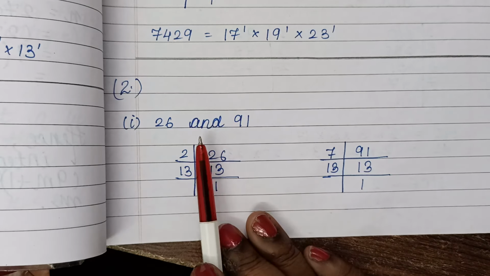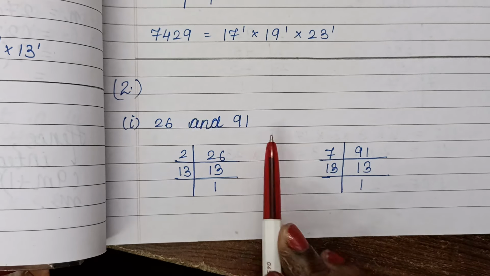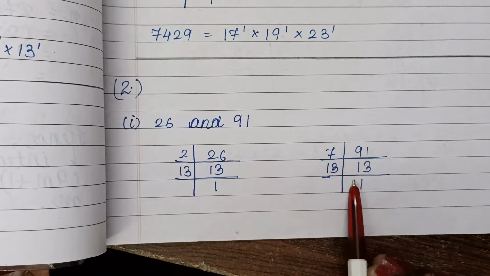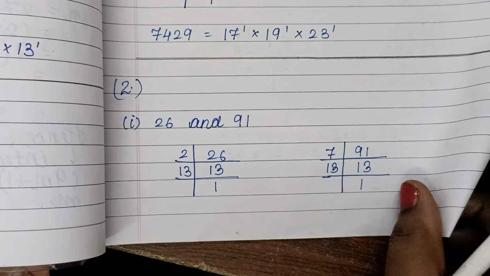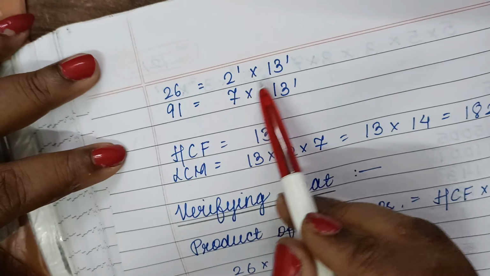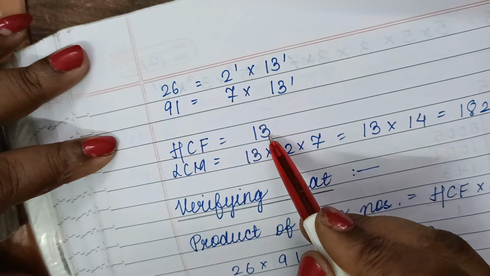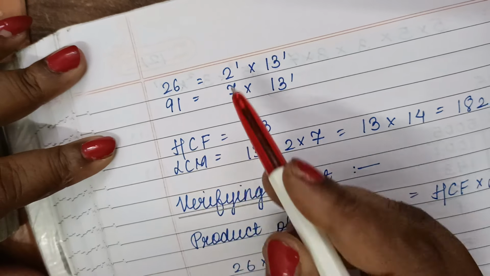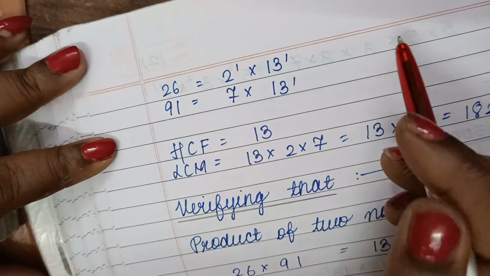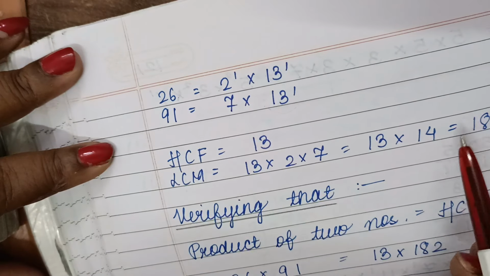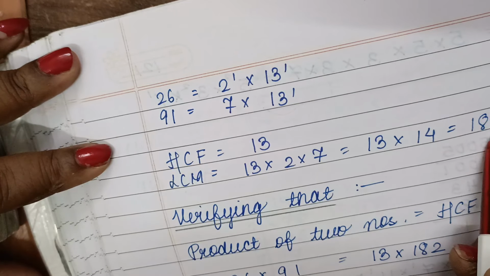Like you can see here, I will take 26 and 91. So it is 2 into 13, then 7 into 13. So what will be its LCM? 26 is 2 into 13, 91 is 7 into 13. The HCF is the highest common factor, that is 13. The LCM will be 2 into 7 into 13. So you get it as 182.